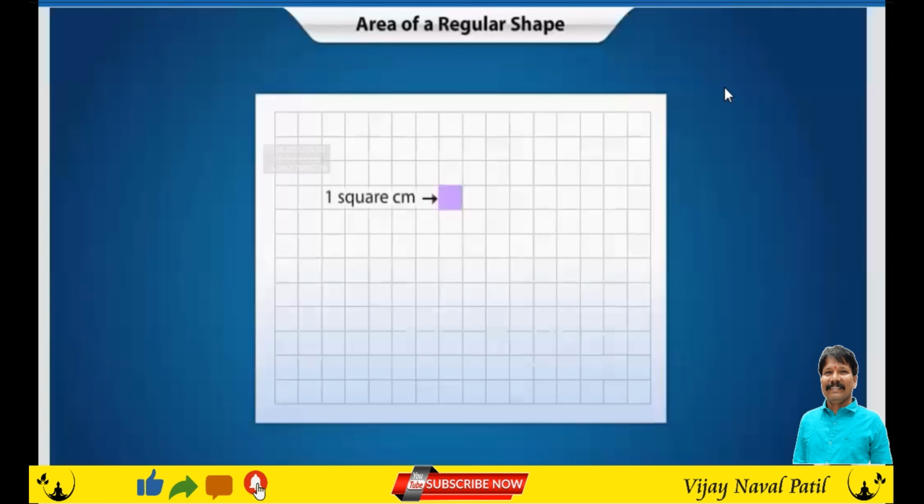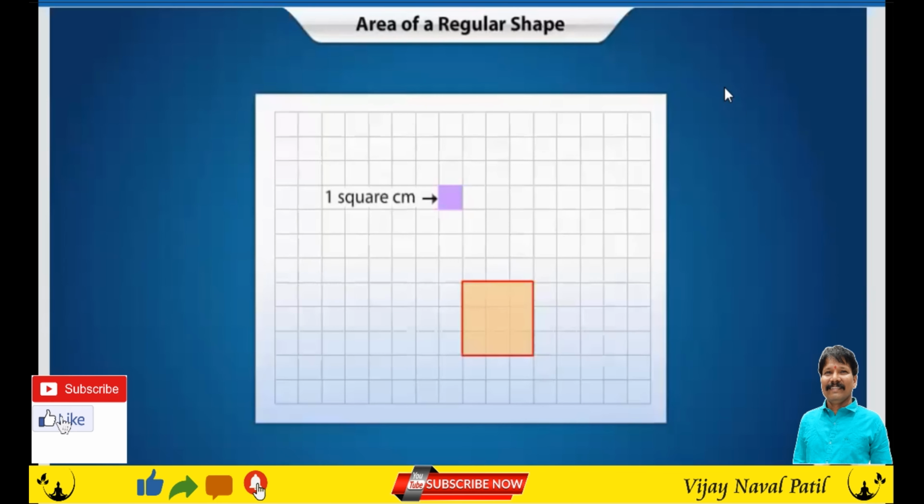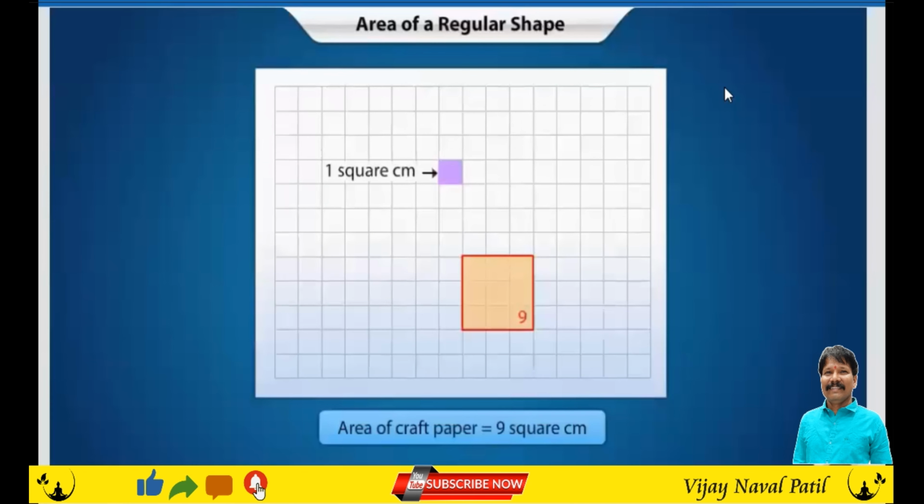Let's see how many squares of side 1 centimeter this craft paper that has a regular shape covers. Trace the outline of the craft paper on the grid and then remove the craft paper. Now count the number of squares covered by the outline of the craft paper. There are 9 squares. That is, it has an area of 9 square centimeters. That was really simple, wasn't it?